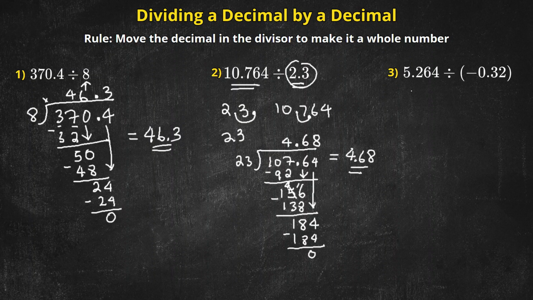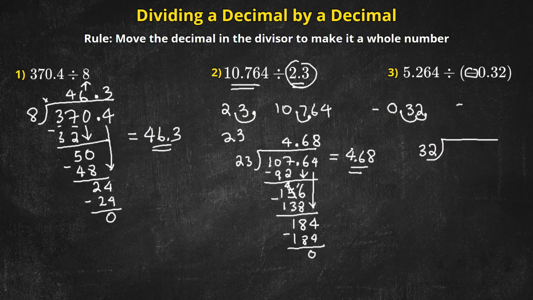Problem number 3 is a little more challenging because we're dealing with a negative here. But that's not a problem, because you just have to follow the rule. We need to convert this into a whole number. So we move 2 places towards the right. So now we will have 32.